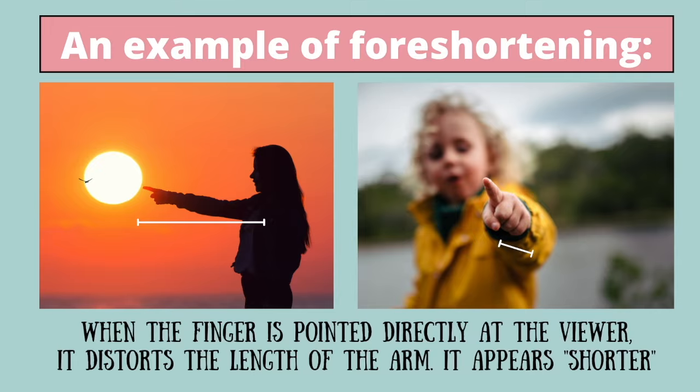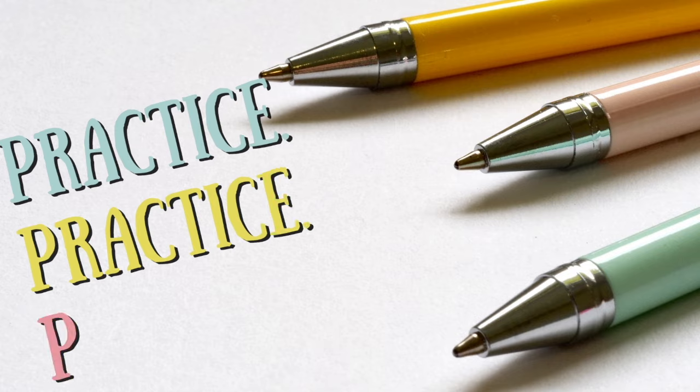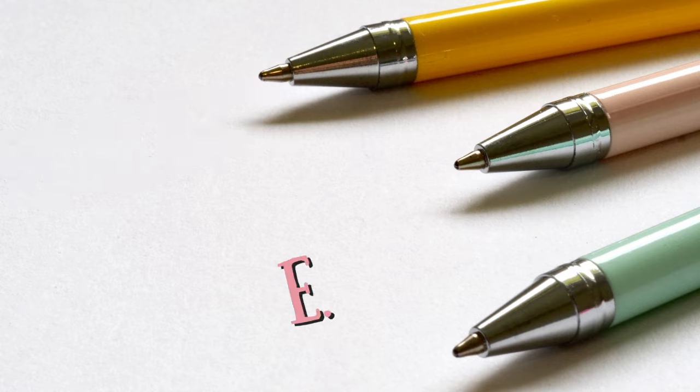The photo on the left shows a side view. We see the entire long length of the arm. However, the photo on the right of the little boy in the yellow jacket is pointing directly at the viewer, so we don't see the entire length of the arm. It appears shorter. Foreshortening distorts the length of the object, and it depends on the angle that the object is looking directly at the viewer. Foreshortening can be really tricky to draw, so it just takes practice, practice, practice.